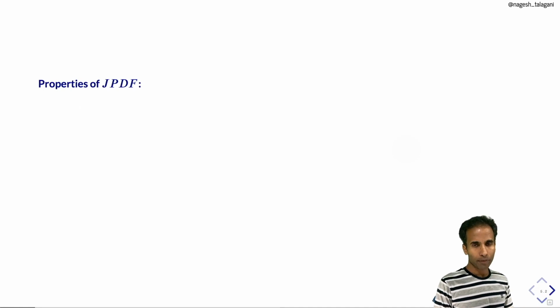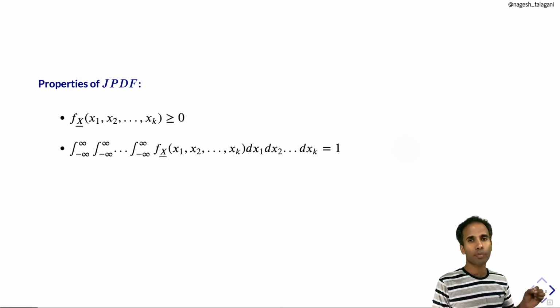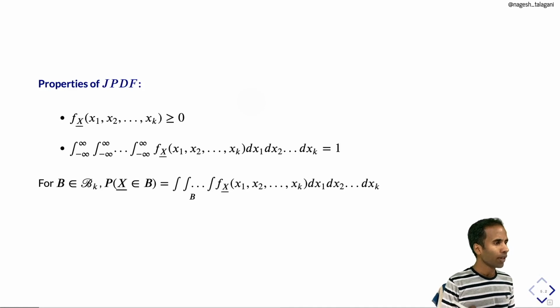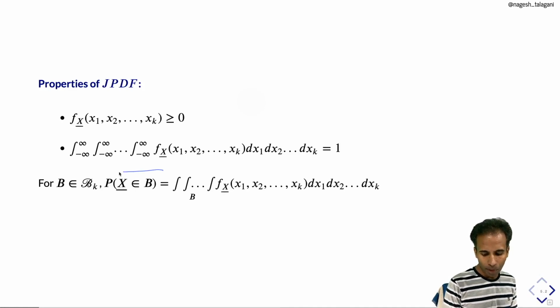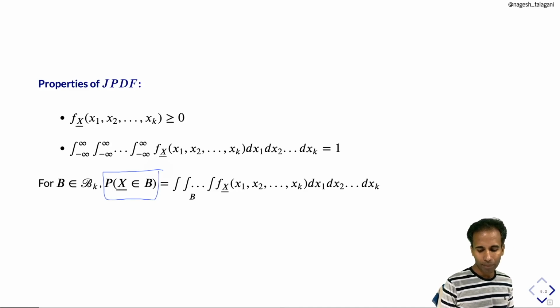Next, properties of joint PDF. Joint PDF must be a non-negative function and the total integral must be equal to 1. These are the two properties of joint PDF which will completely characterize it. That means any function from Rk to R satisfying these two properties will be a joint PDF of some k-dimensional random vector. Now for any Borel set B in script Bk, the probability of x under bar belonging to B can be obtained by integrating the joint PDF over B. Here this integral is a k-dimensional multiple integral.